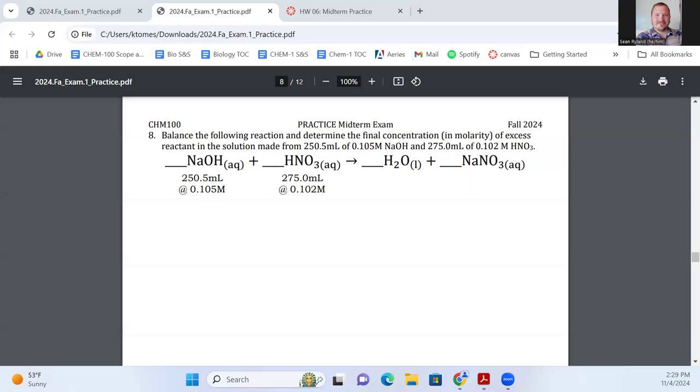And then we just need a volume on the bottom in liters. What is our final volume? Think about what this reaction is doing. We're taking 250 milliliters of the sodium hydroxide, 275 milliliters of the HNO3, and we're mixing them together, right? So what's our final volume? Yeah, you just put both of them together. Our final volume is 250.5 plus 275.0.